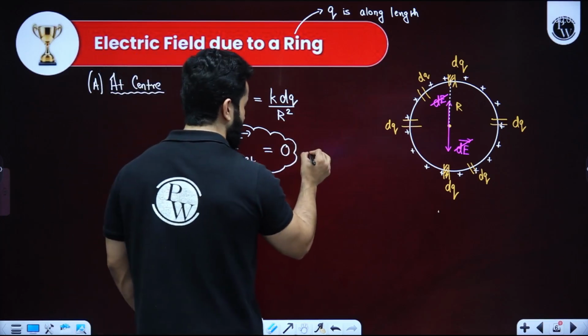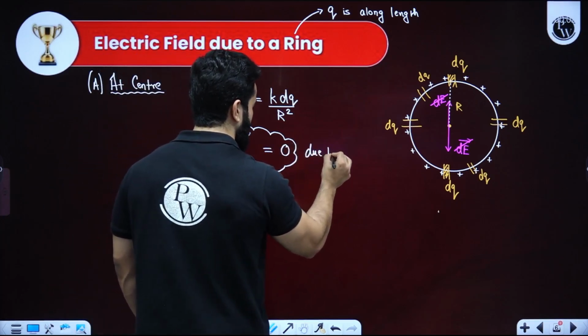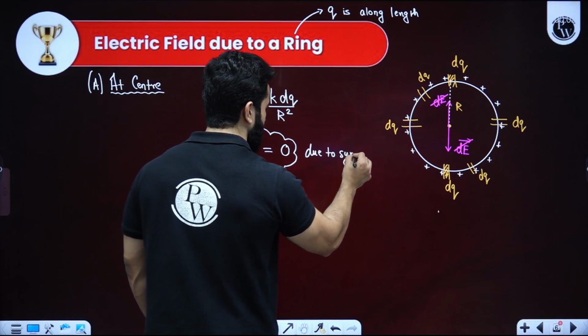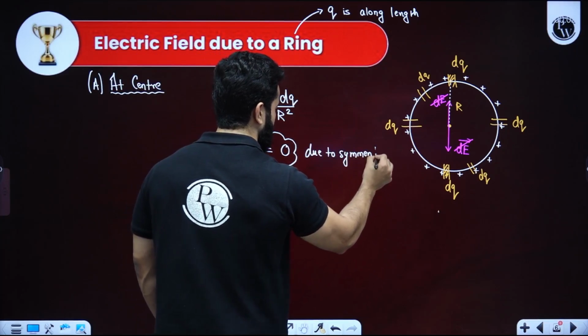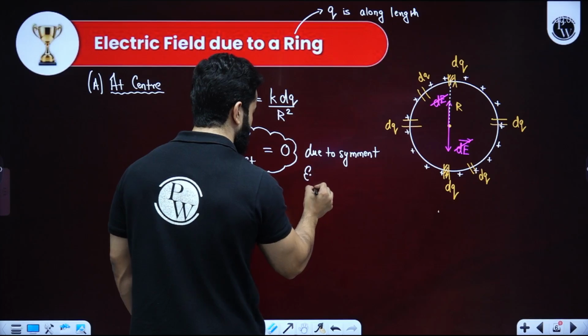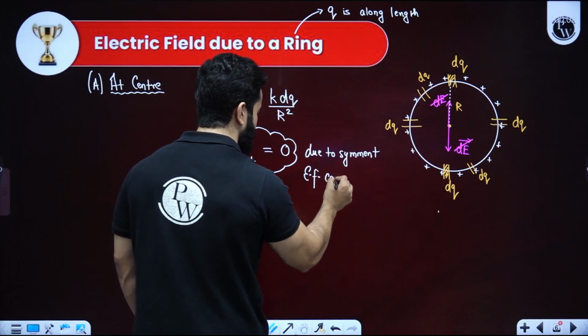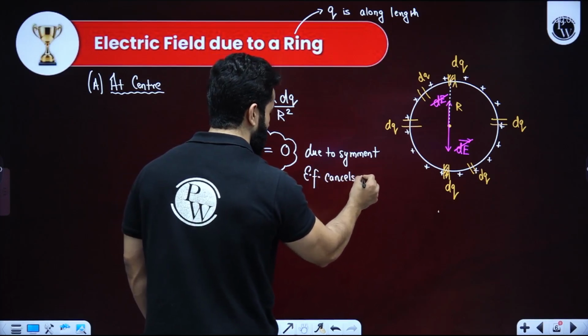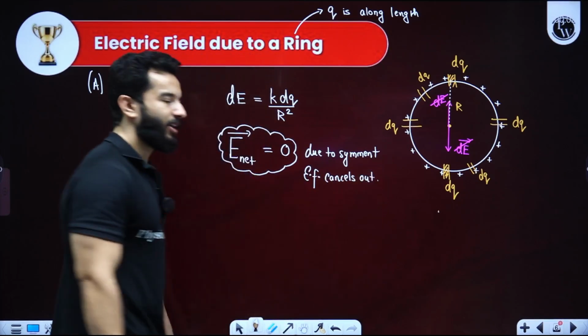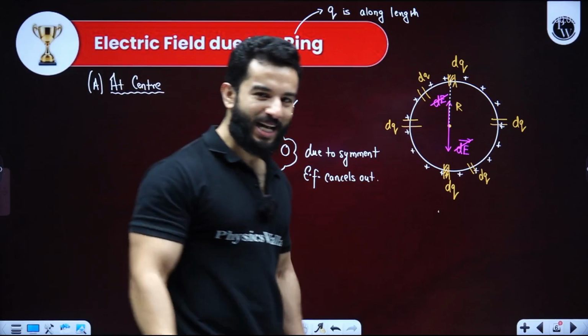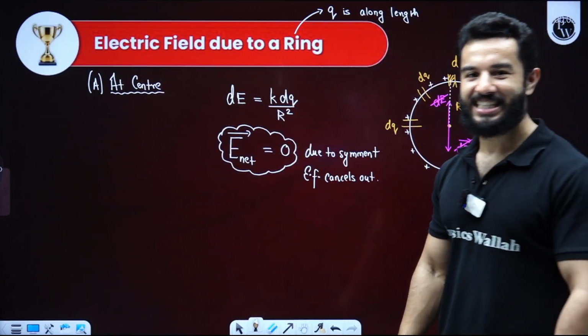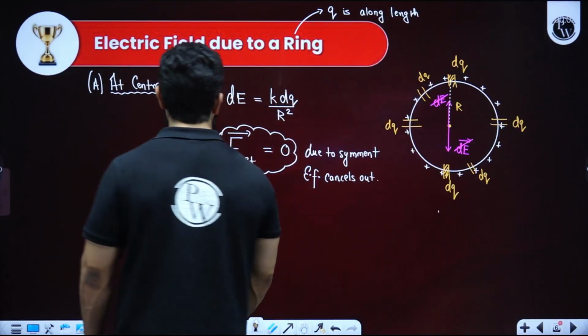The answer will be, due to symmetry, electric field cancels out and net electric field comes out to be 0. So, sir, this was actually very easy, isn't it? Right? This was too simple.